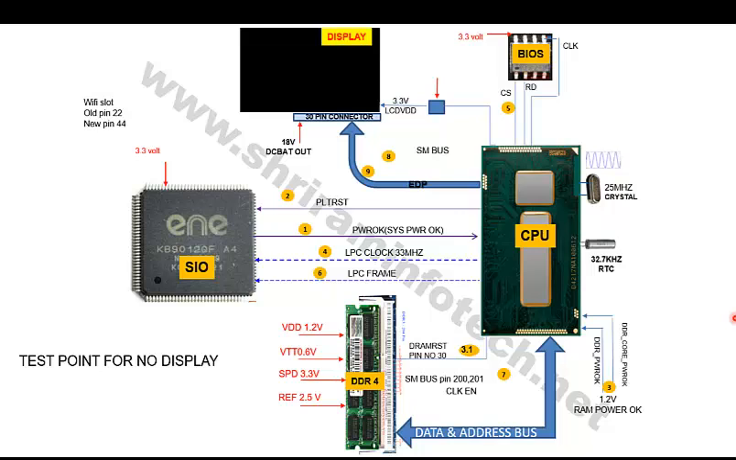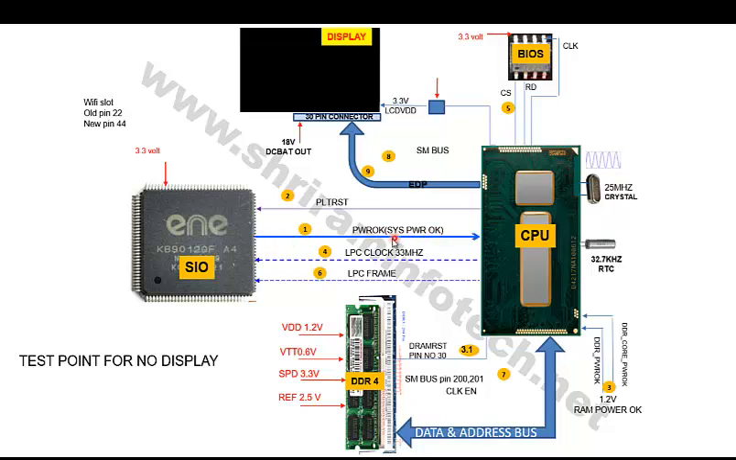So in the new generation laptop, all the voltages start one after another, like the 3.3, then 5, then 1.2, then 1, then 1.5, and the CPU core and the graphics core, right? When all the voltages are ready, the SIO will generate one signal that is called the system power OK. This signal you have to check on the SIO.